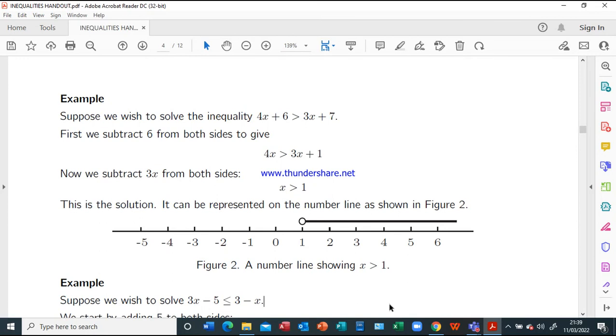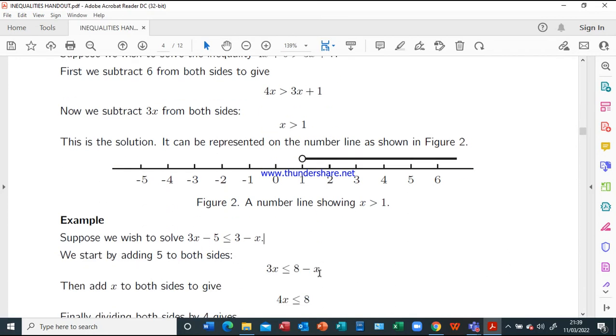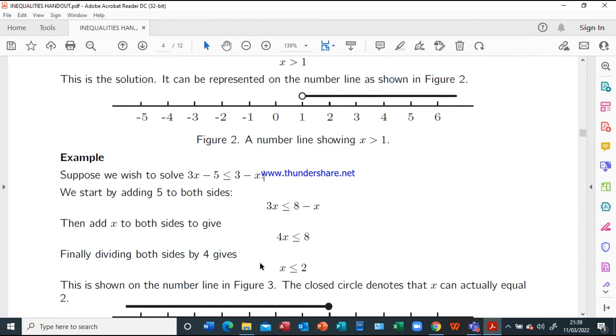Okay, everybody should get that. So let's come here and check. There we go. We start by adding 5 to both sides, then we add x to both sides also, and finally when we get 4x is less than or equal to 8, we divide both sides by 4 to give us x is less than or equal to 2.